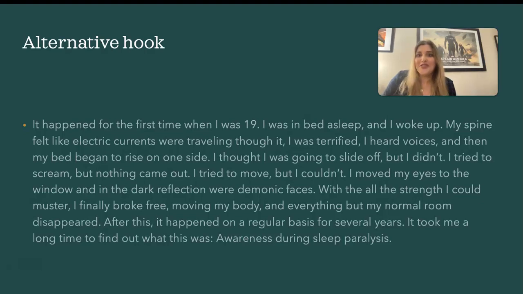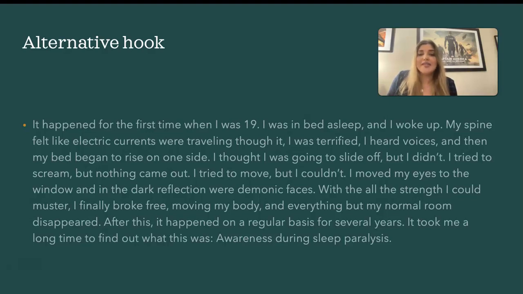So it happened for the first time, like all dramatic. It happened for the first time when I was 19. That might be a little too dramatic for a speech. I was in bed asleep and I woke up. My spine felt like electric currents were traveling through it. I was terrified. I heard voices, and then my bed began to rise on one side. I thought I was going to slide off, but I didn't. I tried to scream, but nothing came out. I tried to move, but I couldn't.